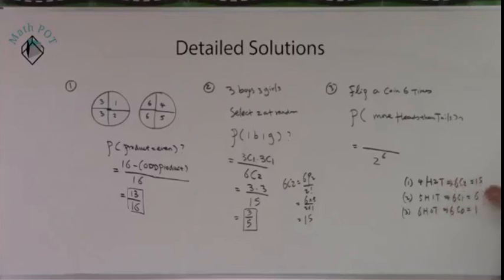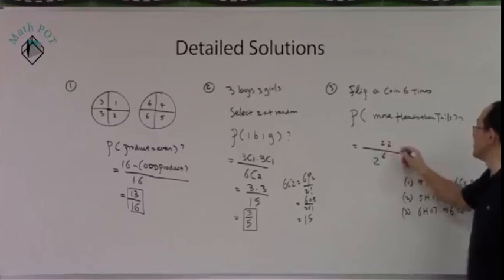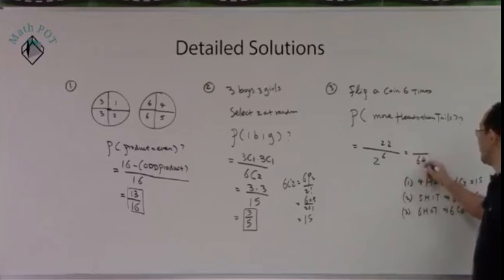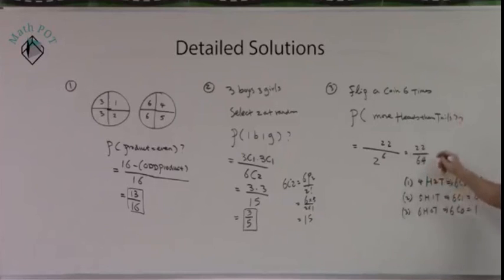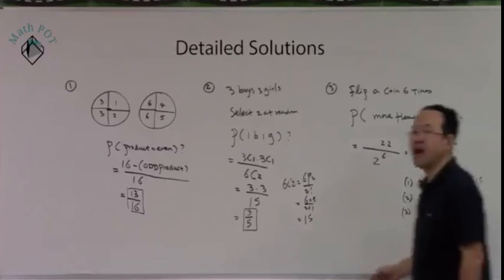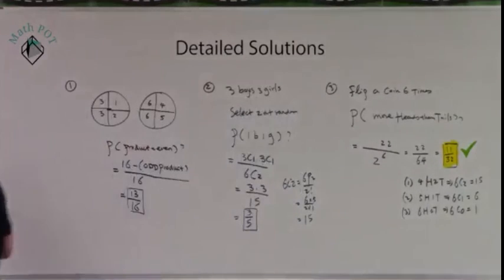Of course, adding together gives us a total for the condition of 22. Of course, we know 2 to the 6th power is 64. Top number is 22. Simplify. Final answer here is 11 over 32. That is the answer for this one. So let's stop here.